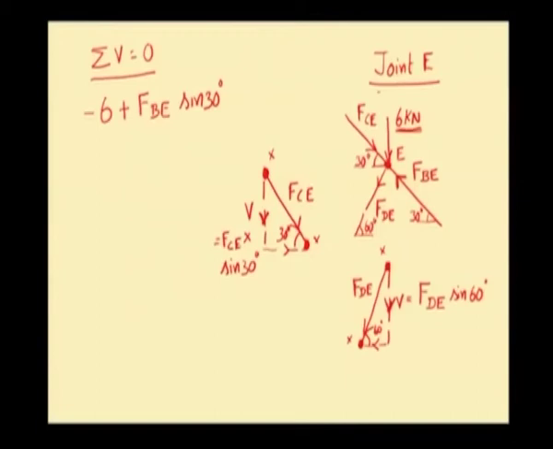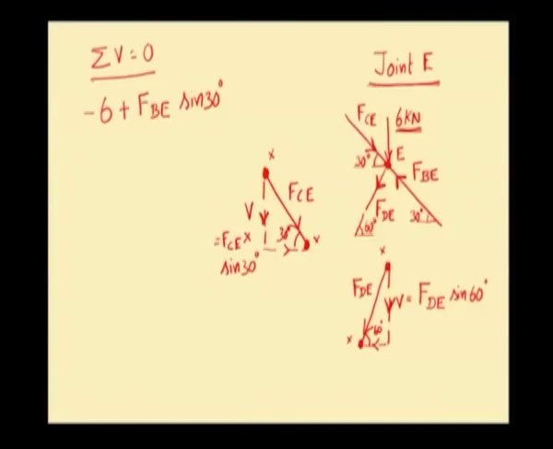Now, this is the joint E. In joint E, there are totally 4 forces: 6 kilonewton force acting in the downward direction, then we have FBE, FDE, and finally FCE. FBE has been already found out. The nature of the force in the member BE is compressive, so we have the arrowhead pointing towards the joint. FDE is assumed to be tensile in nature, so arrowhead points away from the joint, and FCE is assumed to be compressive, arrowhead points towards the joint.